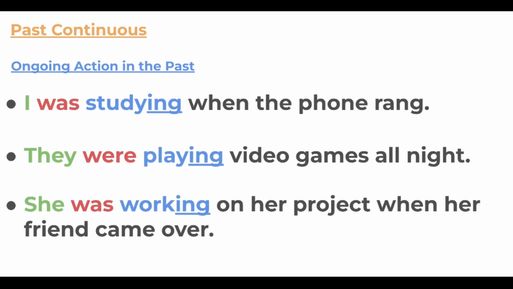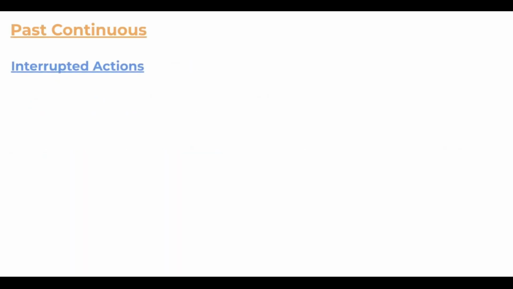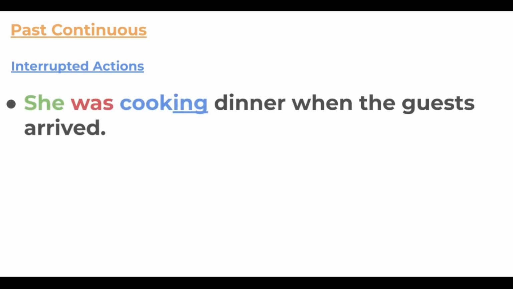And this is quite important to note, that sometimes this can be used to express one thing happening simultaneously to another thing happening in the past. So I was studying when the phone rang, two actions overlapping each other. Interrupted actions as well, actually. So she was cooking dinner when the guests arrived. So another action happening whilst the initial action was taking place.